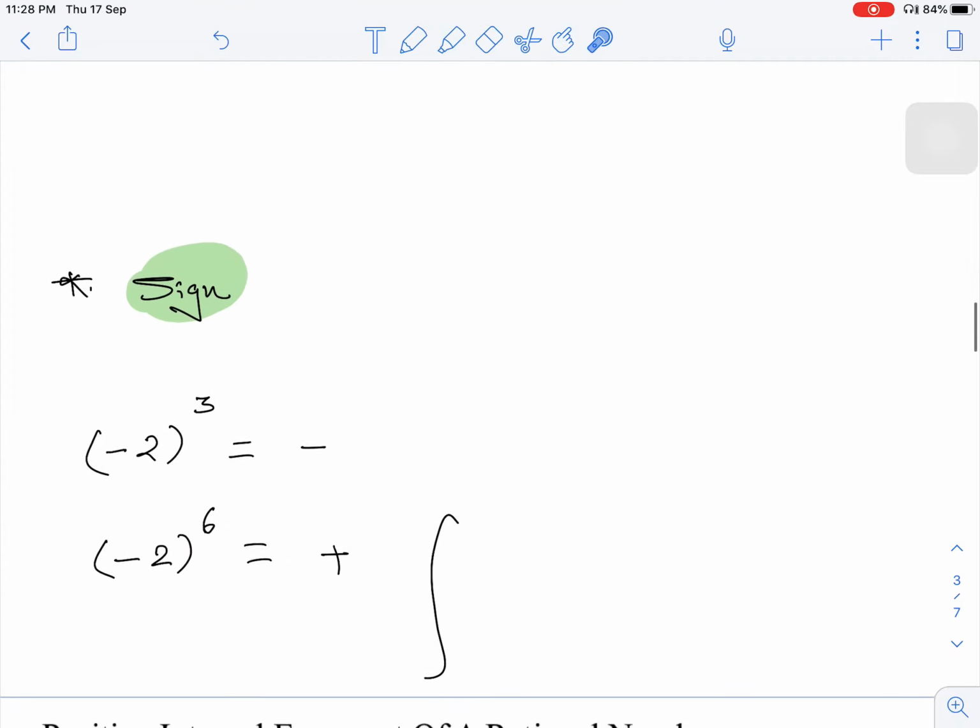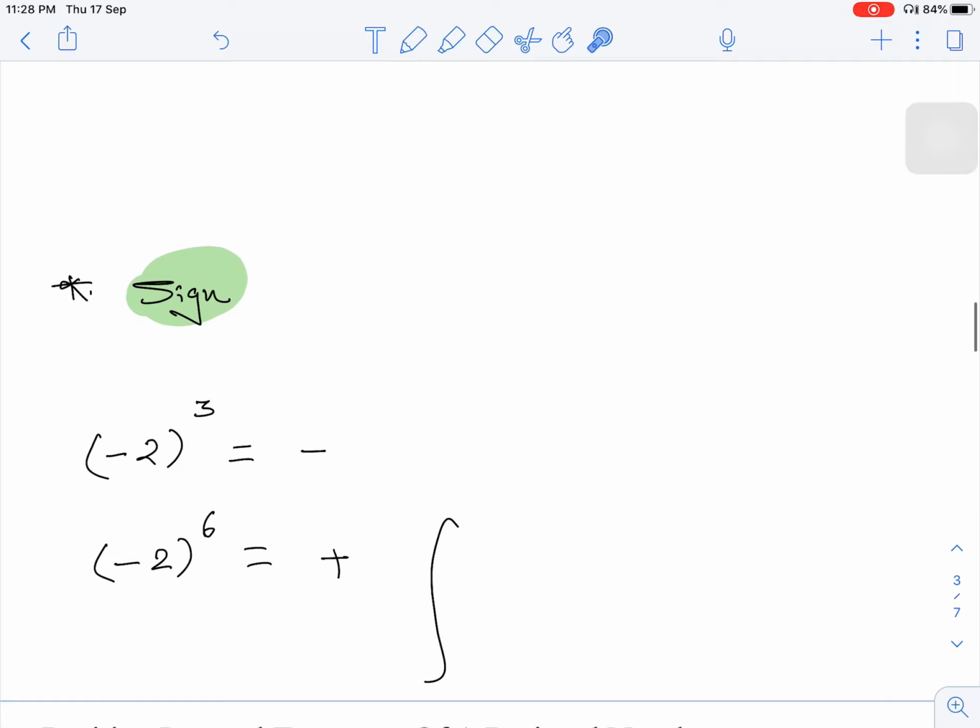Okay, and to get some new rules. Now let us move to the next part. In the next topic we are going to learn about the sign, what sign we should write in the answer.